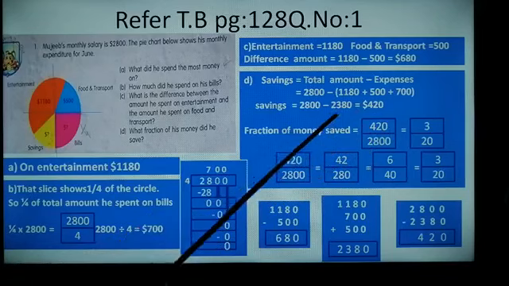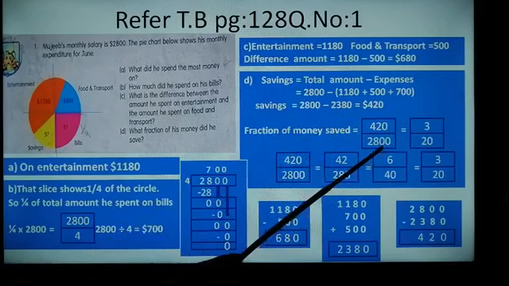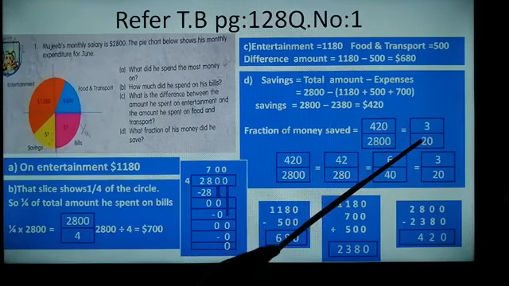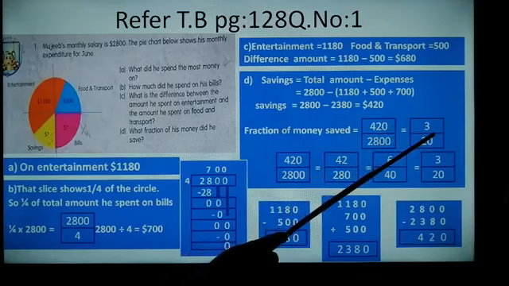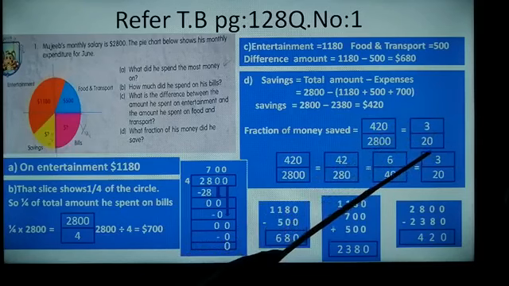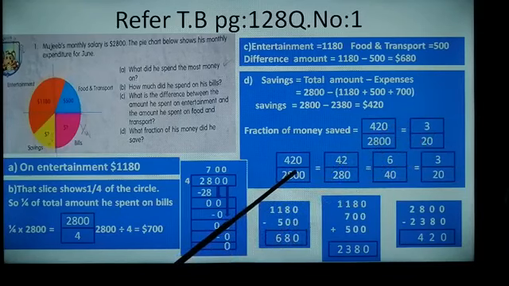But sometimes if the question is asking to write in the simplest form, you can write it like this. Maybe you will think, why 420 change into 3 and 2800 change into 20. Just check the steps here. 420 divided by 2800. When you cut the zeros, one from numerator and one from denominator, you will get 42 by 280.